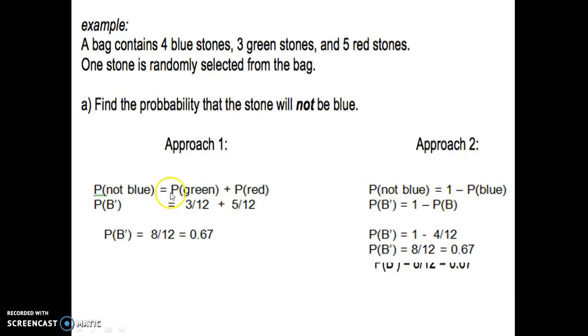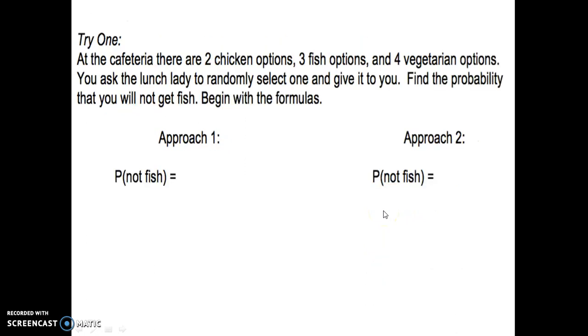Some students prefer this way, some this way, but imagine you had many other options here. You wouldn't want to have to find the probability of one and the other, and add all these different ones up. This calculation is much simpler because you just do 1 minus that one probability, and you always get the complement. So try the other example you see on your paper. Try using both approaches. Give it a try now, see what you get.